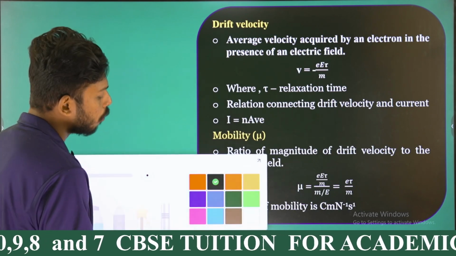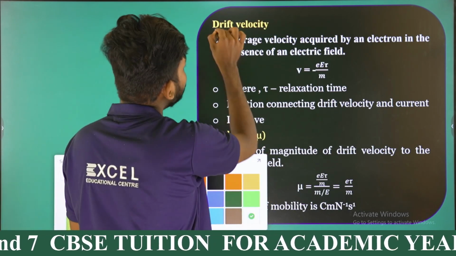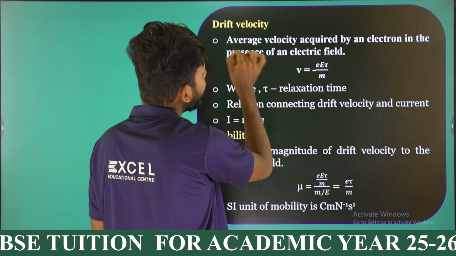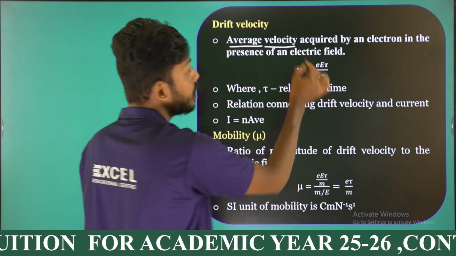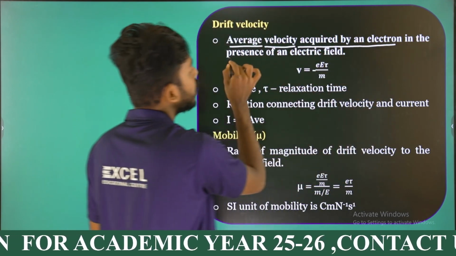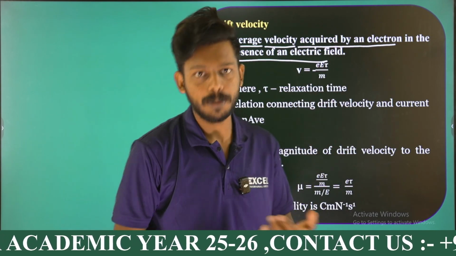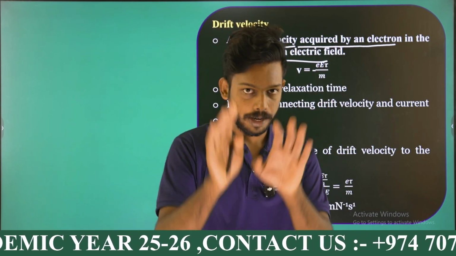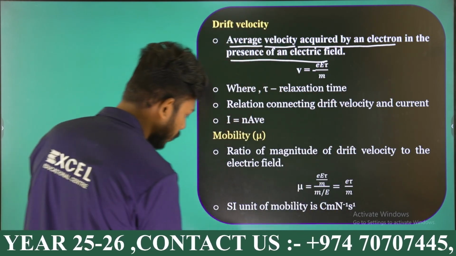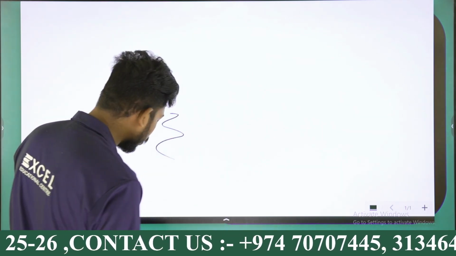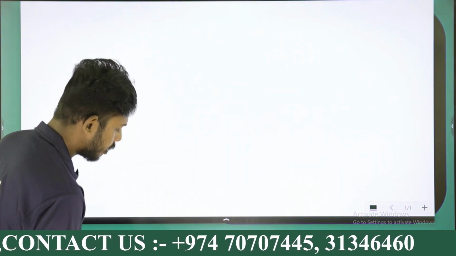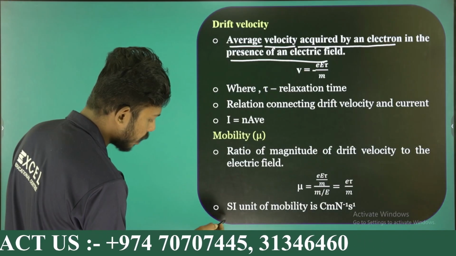It's one of the important topics. So what is drift velocity? It is the average velocity acquired by an electron in the presence of an external electric field. Let me conclude that. We are going to consider a conductor.